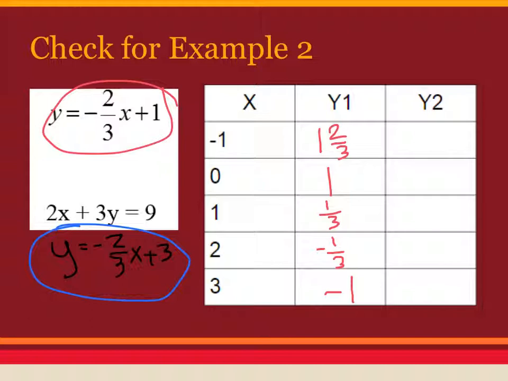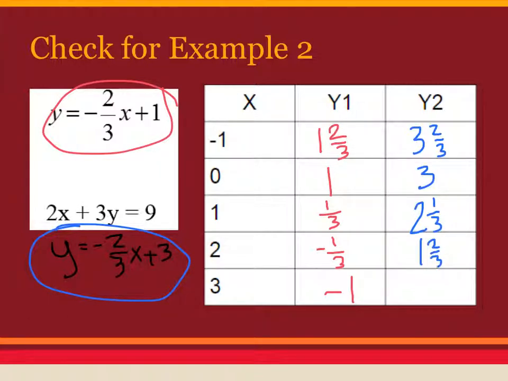On our second line, if we plug in negative 1 for x, starting at the top of the table, negative 2/3 times negative 1 is positive 2/3, and positive 2/3 plus 3 is 3 2/3. If we plug in 0, negative 2/3 times 0 plus 3 is 3. That's where it crosses the y-axis. When we plug in 1, negative 2/3 times 1 is negative 2/3, plus 3 would be 2 1/3. And then negative 2/3 times 2 is negative 4/3, plus 3 would give us a value of 1 2/3.